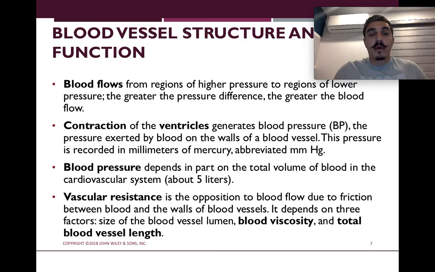Right. Blood flows from high pressure to low pressure. The greater the pressure difference, the greater the blood flow. So the contraction of the ventricles will generate a blood pressure. The contraction will increase that pressure, or generate a pressure. It's recorded in millimeters of mercury. So that's our blood pressure, what we measure.